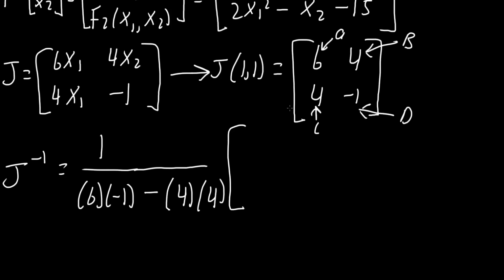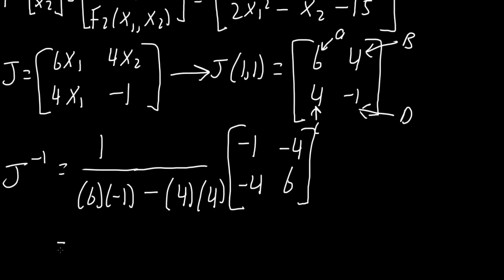So D was -1. So we put -1. C is just the negative of it, so -4. B, negative of it, so -4. And then D is now A, and A was 6. So let me repeat this again. For this step, I swap A and D, meaning D is now A and A is now D. And then for B and C, we just flip the sign. So if it was positive, it's now negative. If it was negative, it would be positive.